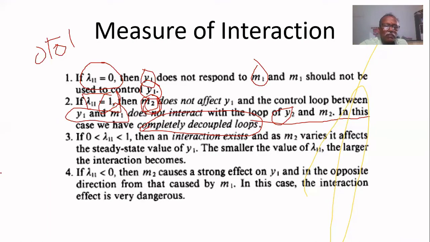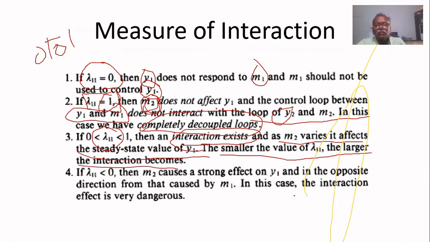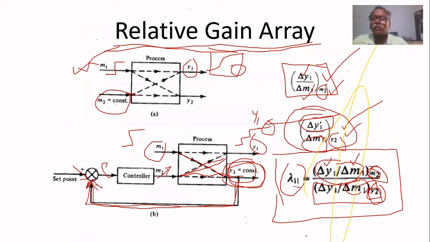If lambda 1 1 value is between 0 and 1, then interaction exists. As m2 varies, it affects the steady state value of y1. The smaller the value of lambda 1 1, the larger the interaction. And why are we saying that? You have one quantity in the numerator, that is because of the direct effect of m1, that is divided by something.